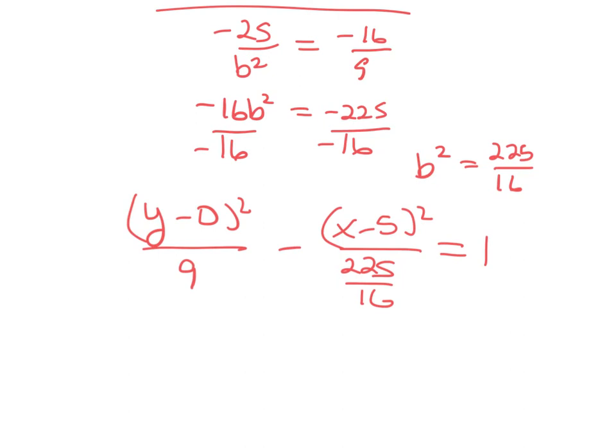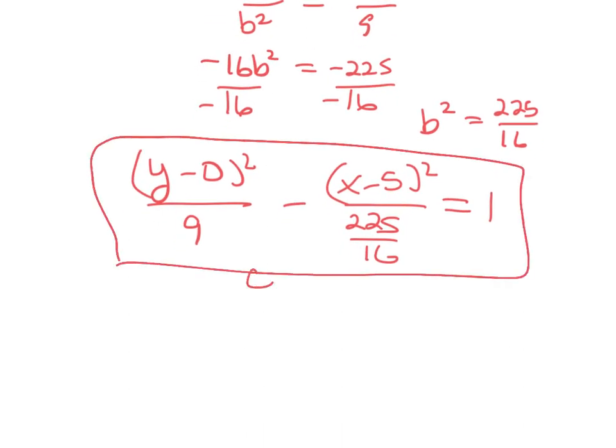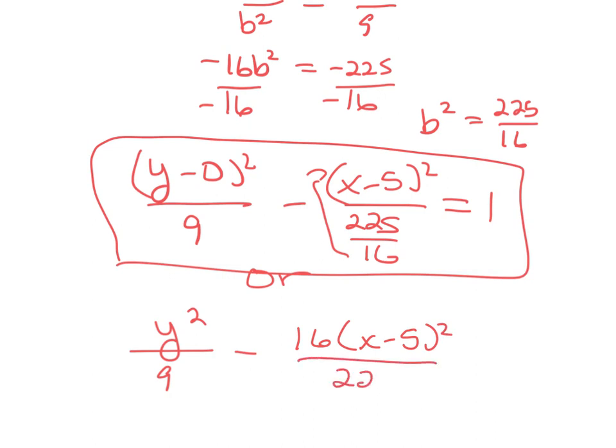Be aware that this could be an answer on a standardized test, or we could also swing the 16 to the top and get rid of the minus 0. So y squared over 9 minus 16 times x minus 5 squared over 225 equals 1. So these are 3 additional examples where the center is not at the origin.